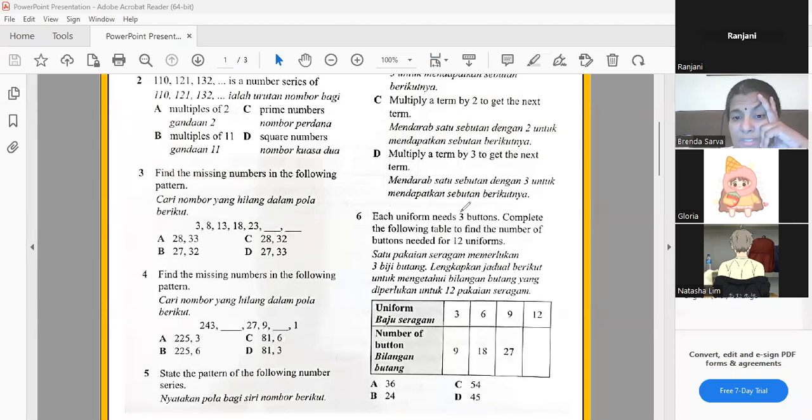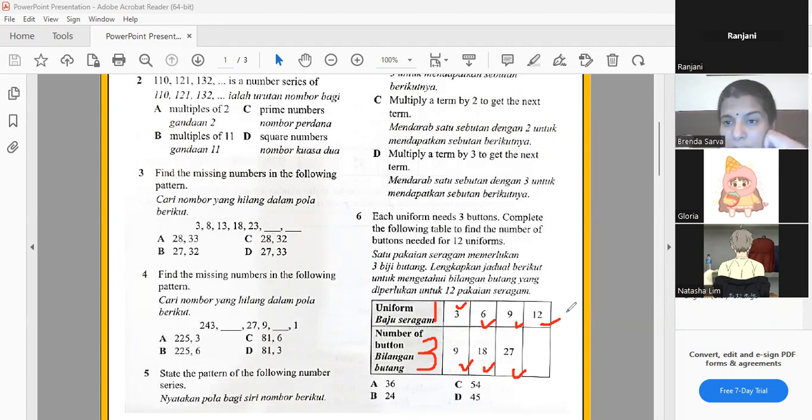Each uniform needs 3 buttons. Complete the following table to find the number of buttons needed for 12 uniforms. So here, before that, 1 uniform, 3 buttons. Okay, 3 uniforms, 9 buttons, 6 uniforms, 18 buttons, 9 uniforms, 27 buttons, what happens when I have 12 uniforms?